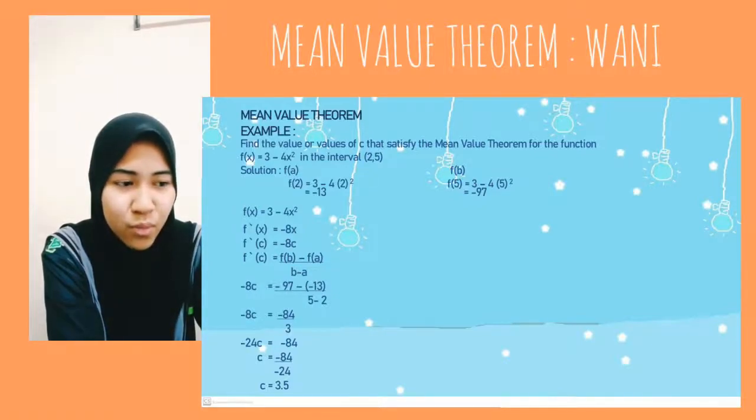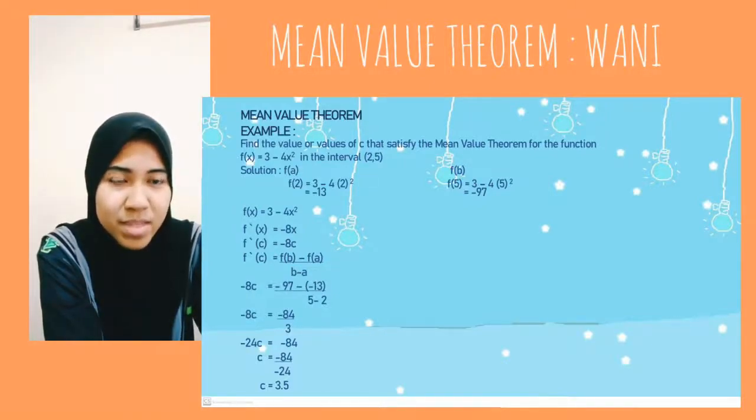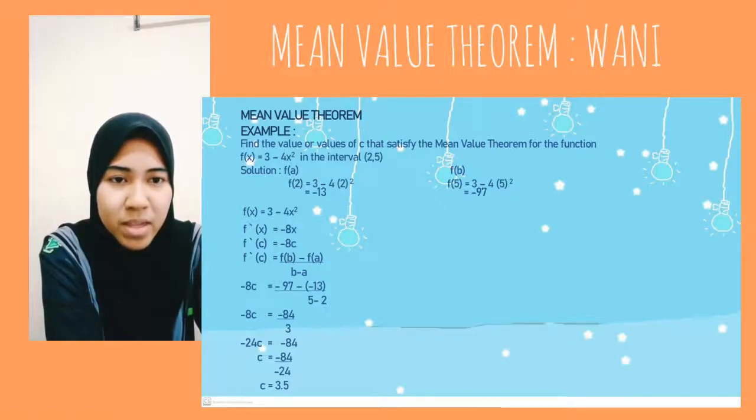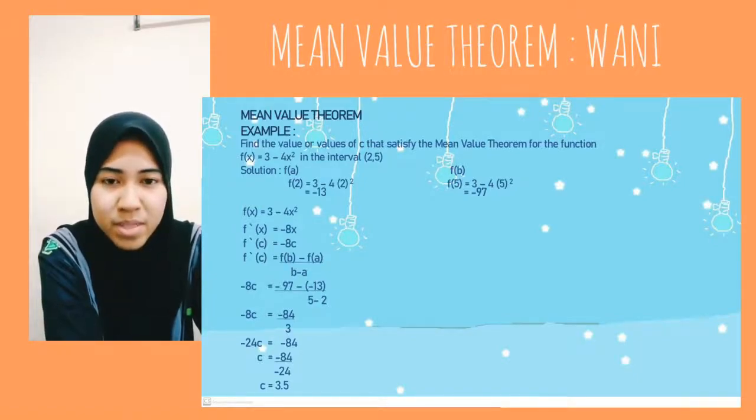So move on to the second one, which is f prime c. We know that f prime c is actually f prime x, the differentiation of the function of x. So we have to differentiate f(x) first. So we got the answer f prime x, which is negative 8x. From this question, they want us to find the value of c, so we have to change x to c. So f prime c equals negative 8c.